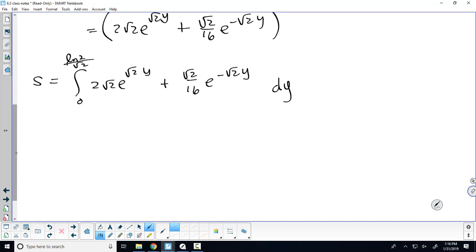All right, so integrating an exponential is itself divided by the derivative of the exponent. So this first piece is going to look like this. The derivative of the exponent is root 2, so we have to divide by root 2, which will cancel with that root 2. Over here, we divide by negative root 2. So the root 2 in the numerator of the coefficient will cancel, and we introduce a minus. And then this is 0 to ln of 2 divided by square root of 2.